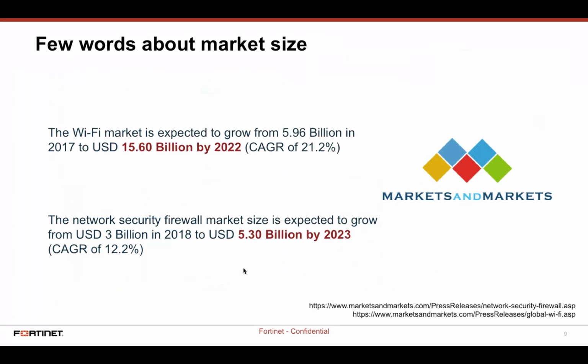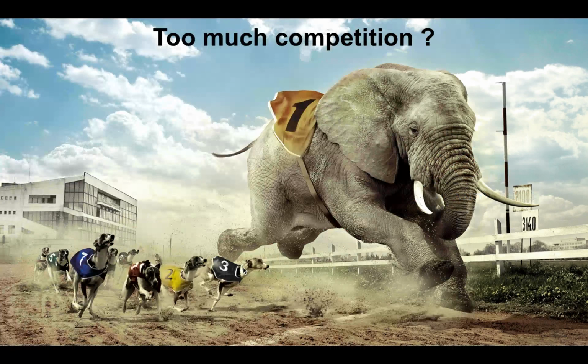And if you look at business opportunities in the wireless segment, the wireless market is expected to grow from 5.96 billion in 2017 to about 15.6 billion by 2020, which is approximately 21% growth. Whereas the network security firewall market, between 2018 and 2023, is expected to grow by only 12.2%. And no wonder, when you participate in any wireless opportunity or you're working on any wireless deal, you're facing a lot of competition. No doubt, wireless has become a commodity business now. Every other vendor has a wireless solution to offer today.